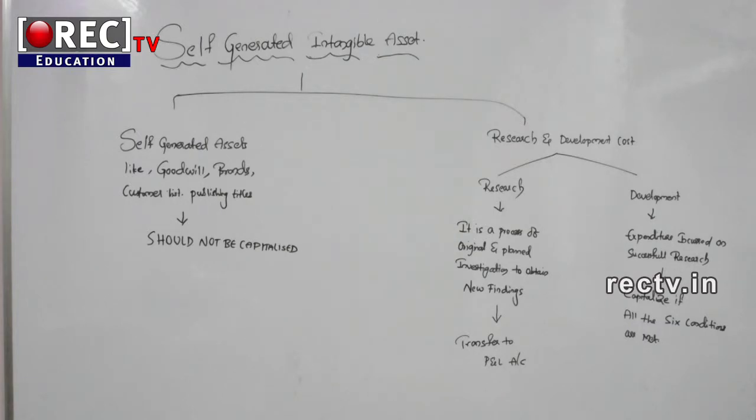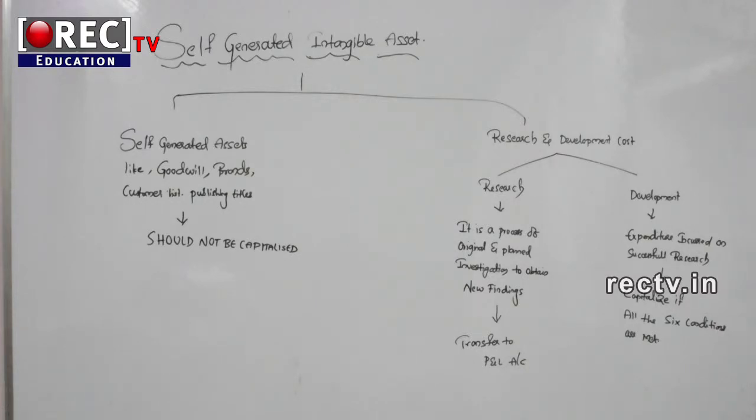Cost incurred during the development phase can be capitalized only if all the following 6 conditions are satisfied. The first is that it is technically feasible to complete the intangible asset so that it is available for use or sale. So these are the following 6 conditions. The second condition is the ability of the enterprise to use or sell the intangible asset.